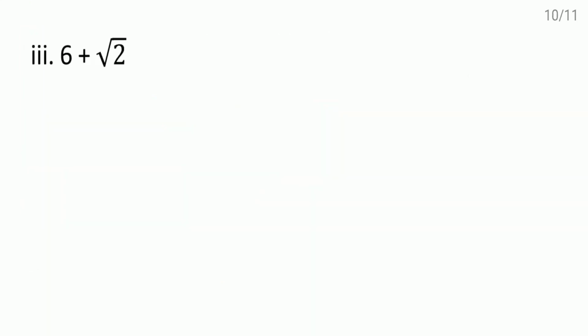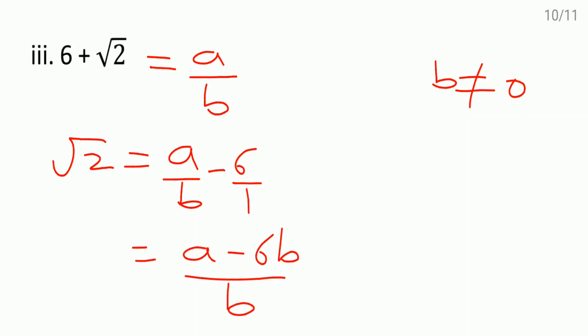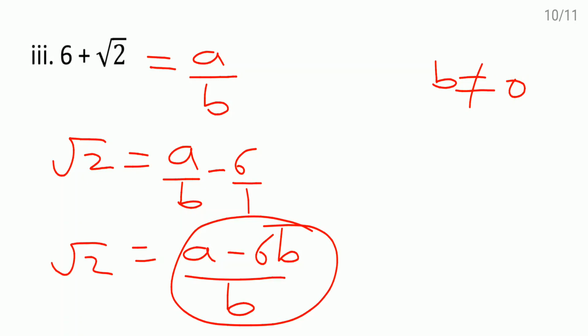Here, 6 plus root 2. We need to show this is irrational. So once again by contradiction method, we'll say it is rational. So we are writing in the form of a by b, and b is not equal to 0. a and b are co-primes. This 6 which is plus here will go that side and become negative. a by b minus 6 divided by 1 now. We'll do the LCM. a minus 6b divided by b. Now look at this one here, which is a rational number, and root 2 is irrational. Once again the contradiction, right?